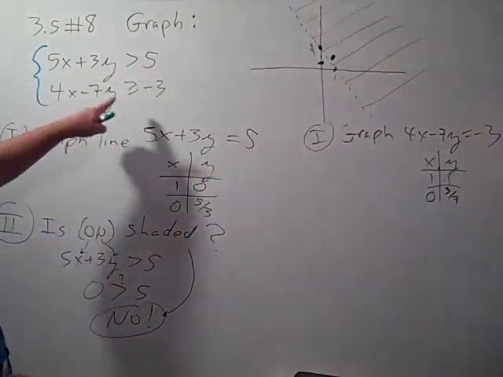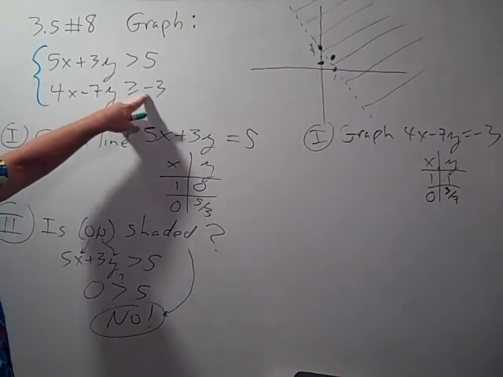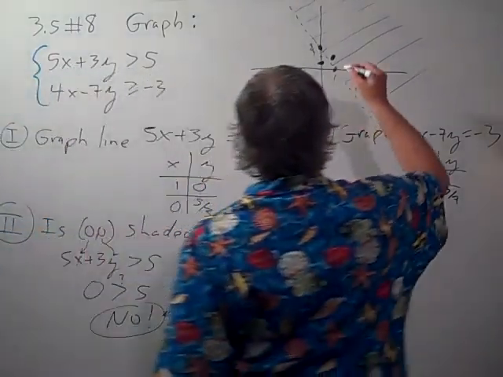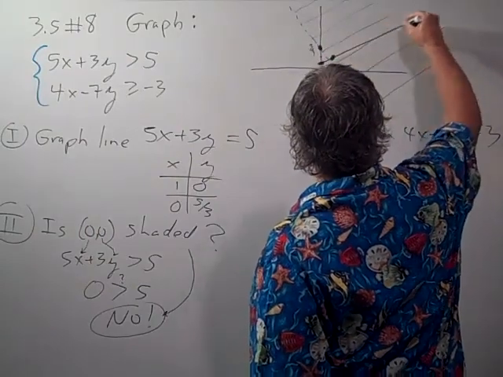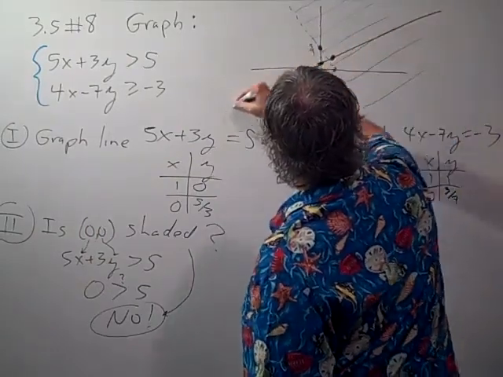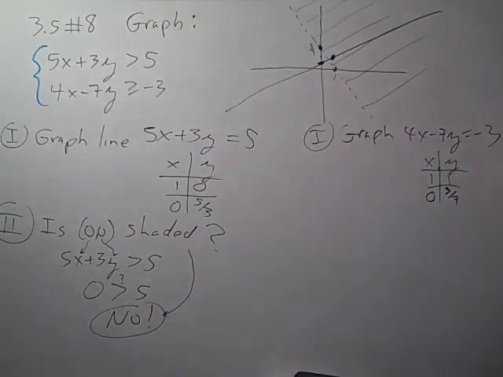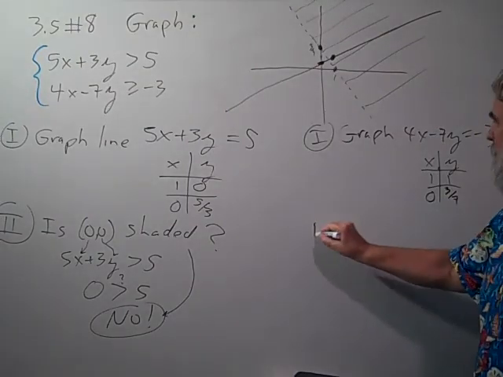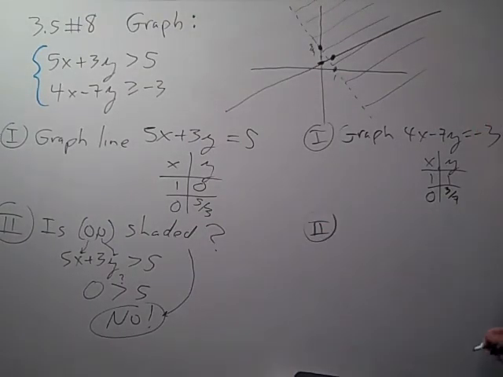Notice that this is going to be a solid line because it includes the equal to here. So we need a solid line between these 2 points. There's our second line's graph. We have to decide which side of that to shade.